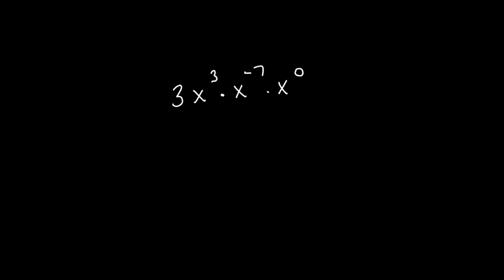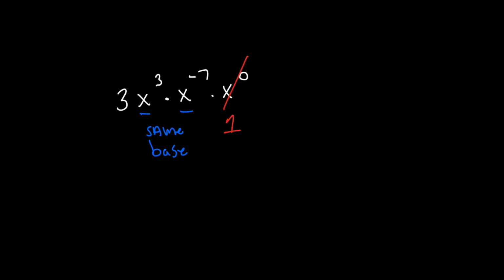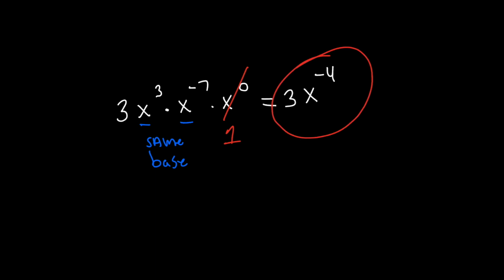Let's take a look at this problem. 3 times x to the power of 3 times x to the power of negative 7 times x to the power of 0. We know from our laws of exponents that x to the power of 0 simplifies to 1. So now we are left with 3 times x to the power of 3 times x to the power of negative 7. Since we have the same base, we will add up the exponents and get a final value of 3 times x to the power of negative 4.